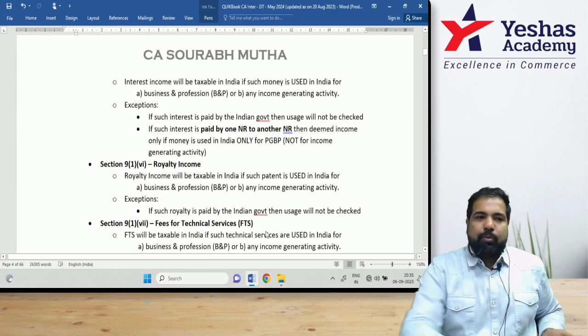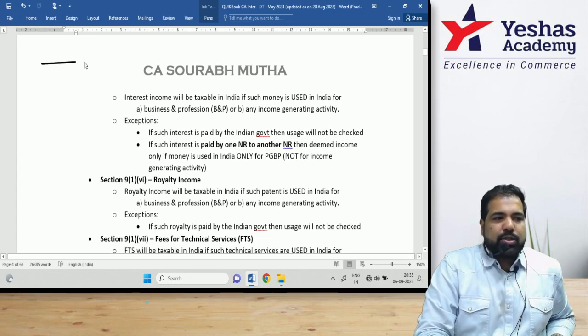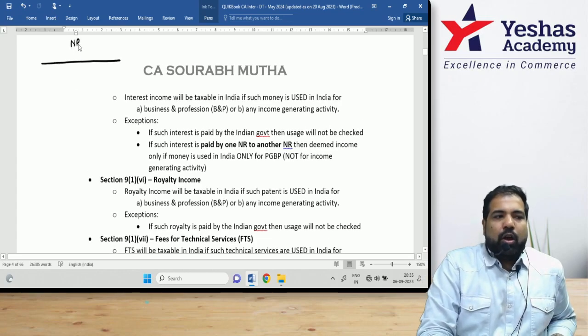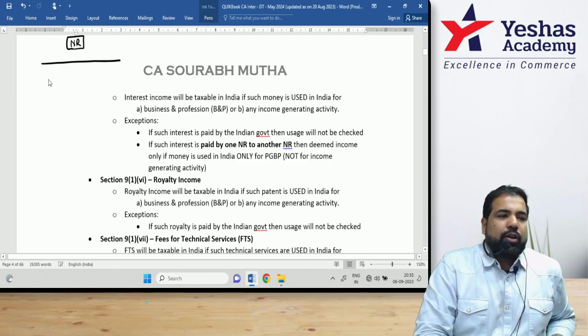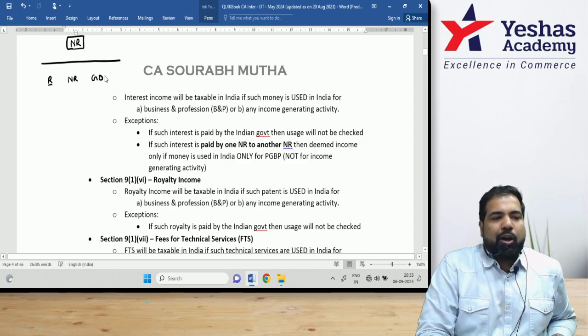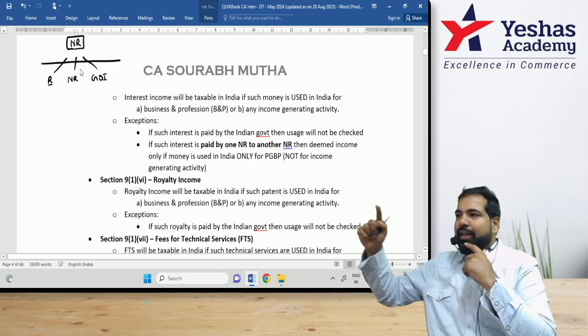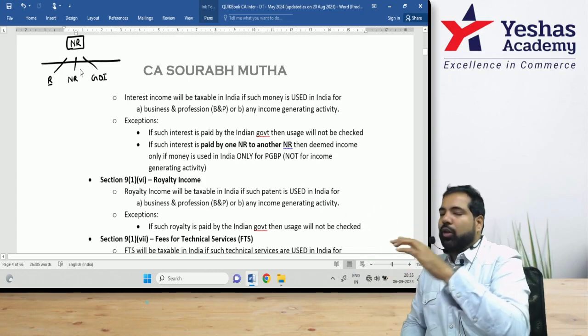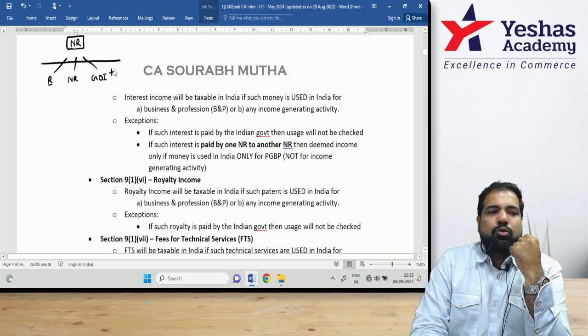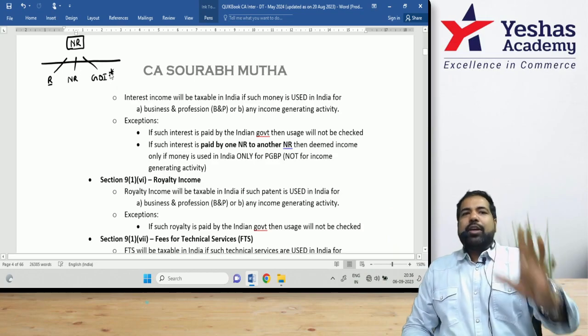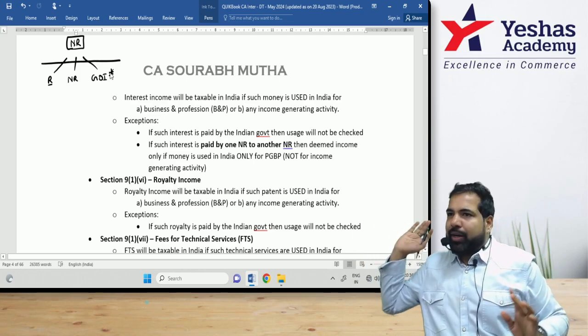We are doing all of them together through this diagram. Guys, who is earning the interest, royalty and FTS? All is earned by non-residents. If you are earning it from whom? Or from Government of India. We can tax this, interest, royalty, and FTS, only if it is used in India. Usage will not be checked when Government of India is paying, automatically we'll tax it.